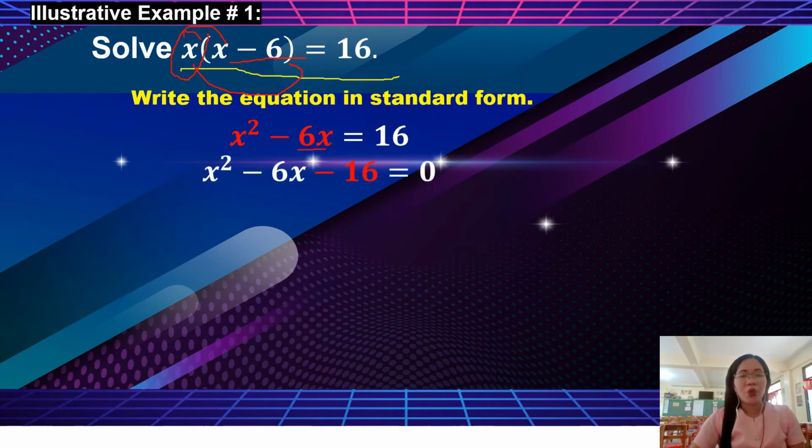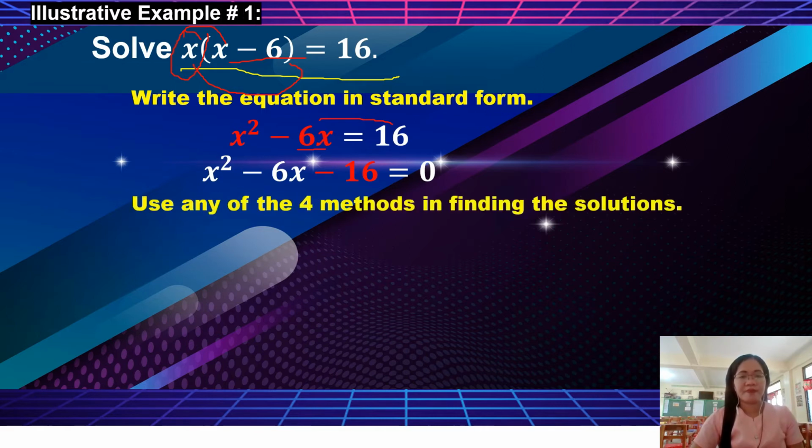Then afterwards, we're going to transpose 16 to the left side. So, it becomes negative 16 kay ato man siyang gi-transpose. Nilabang siya sa equal sign. So afterwards, as you had noticed, the equation is already in standard form. So we are going to use any of the 4 methods in finding the solutions. And those 4 methods are extracting square roots, factoring, completing the square, and by using the quadratic formula. So for today's equation, we are going to use factoring.